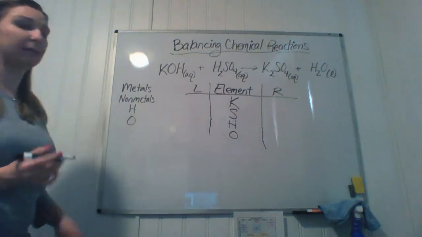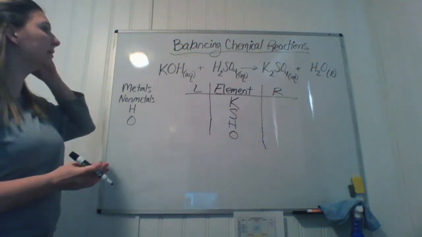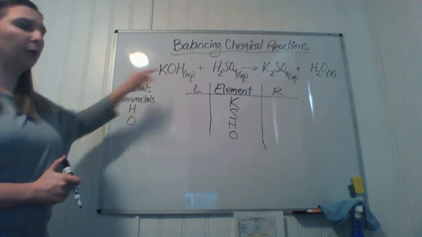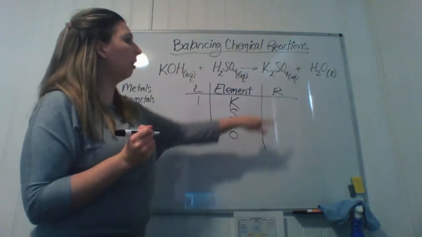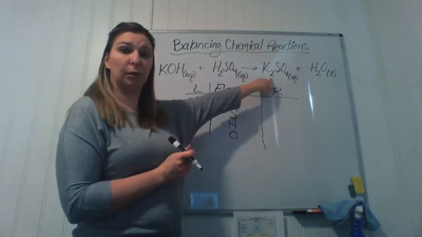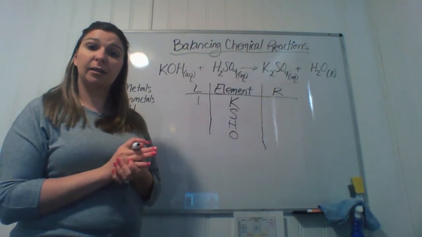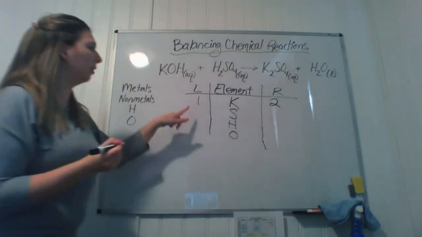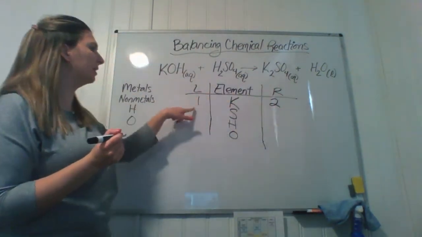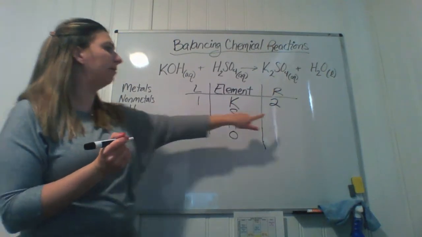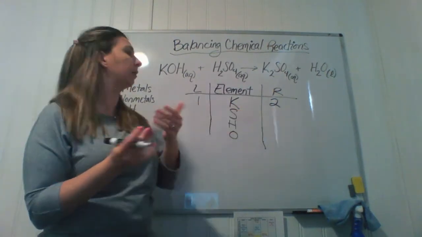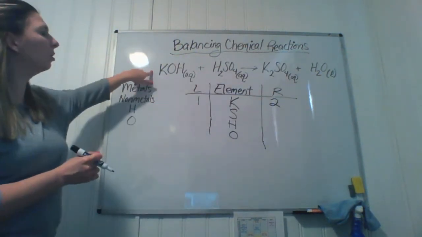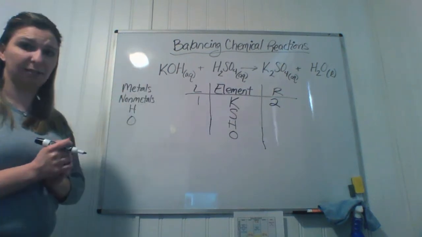So now, beginning with potassium, we look on the left side and we see where potassium is, and there's only one potassium on the left. On the right, we see that this potassium has a subscript 2. That indicates that there are 2 atoms of potassium on the right side. So now immediately we see that potassium is not balanced. We have 1 on the left and 2 on the right. So we only have 1 here, so we need to make this 2 on the left side.